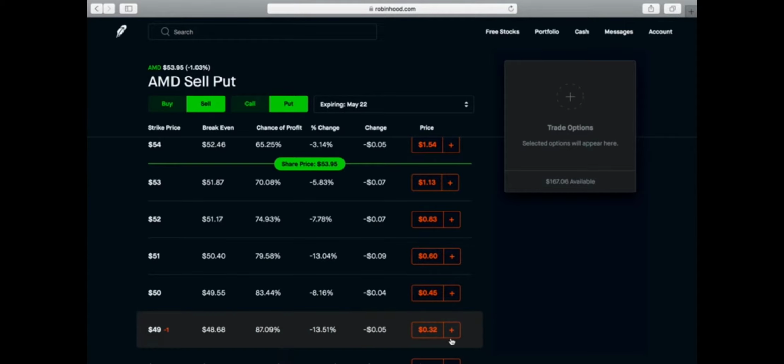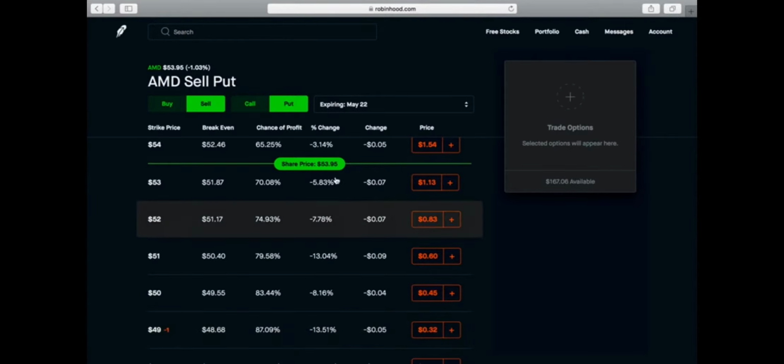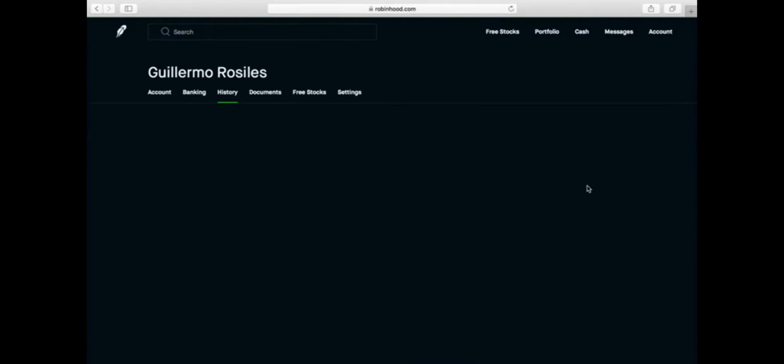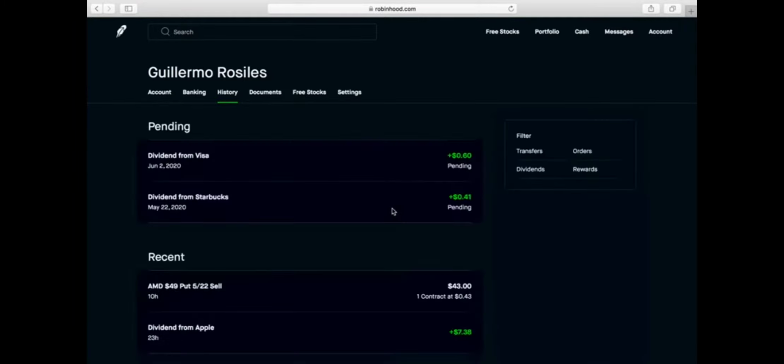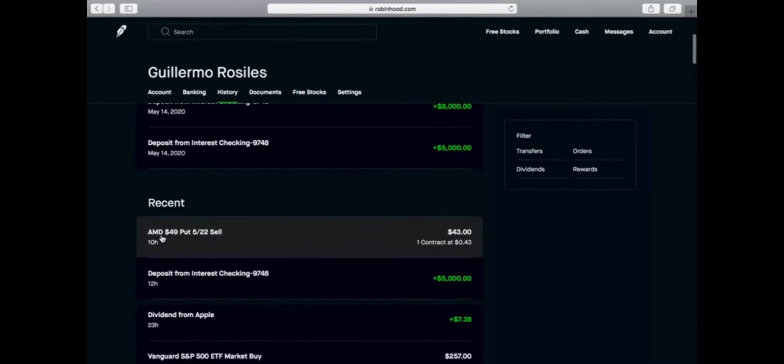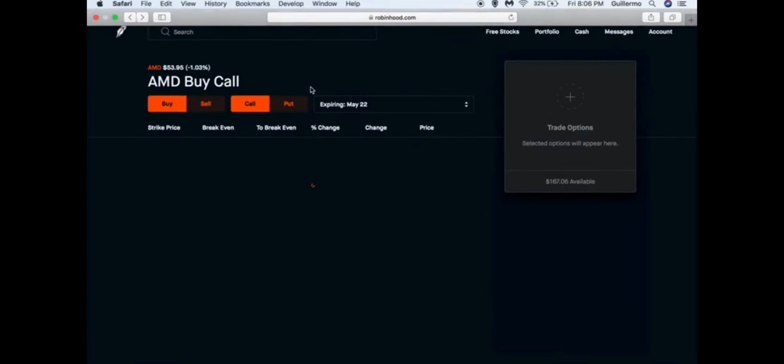But let's assume, like for example, today I bought this one down here for $49. And this was actually 43 when I bought it because the price of AMD was lower. So instantly they deposited $43 into my account. And I can actually show you that quickly here. If I go into my account in history, you guys can see down here, recently, 10 hours ago, I sold this AMD 49 put, which expires on 5/22, for $43. So I got instant $43. I can do whatever I want with that. I can take it out, go buy pizza, go buy popcorn, whatever.